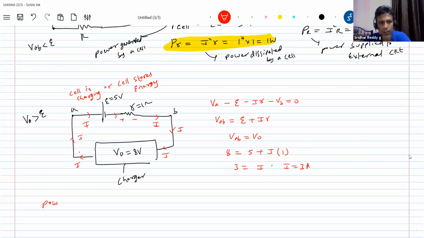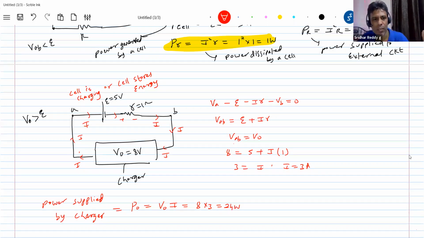Power supplied by the charger. What is the power supplied by the charger? Let me call it P naught, which is equal to V naught into I. V naught is 8, and this is 3. So 24 watt. And then what is the power stored by the cell?